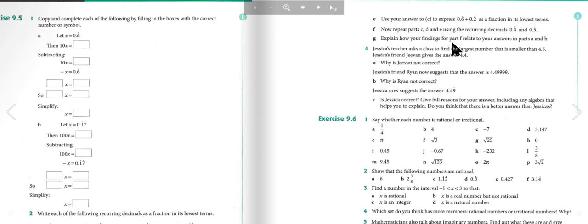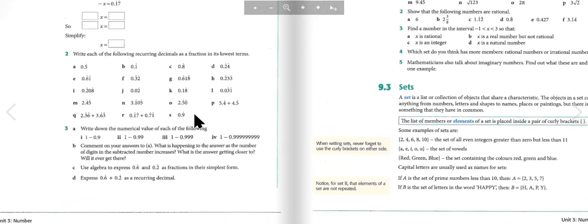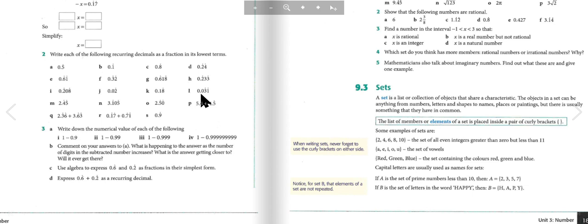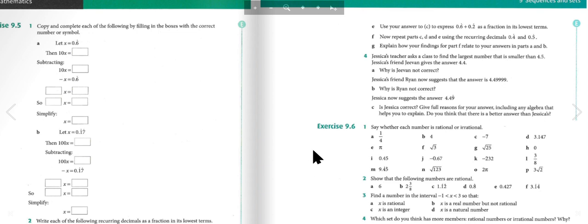Explain how your findings for part F relate to your answers in part A and B. So, it's because 0.9 with a bunch of 9s, or we can just say 0.9 with a dot over it, is basically 1, because 1 minus that number with an infinite amount of 9s equals 0. So that number must be 1.